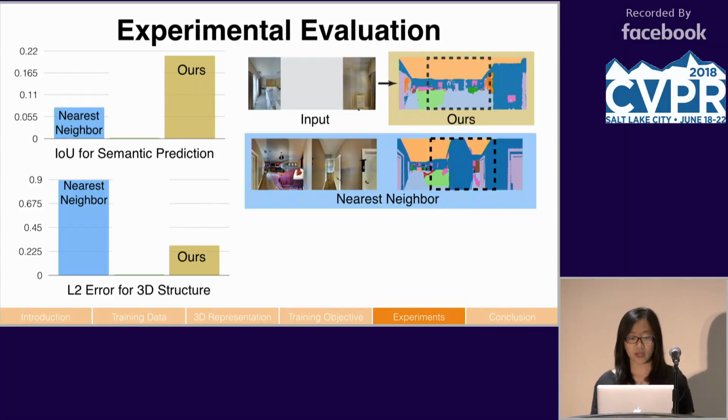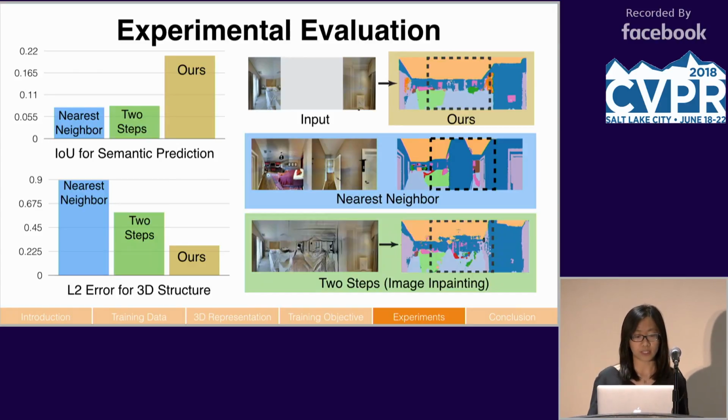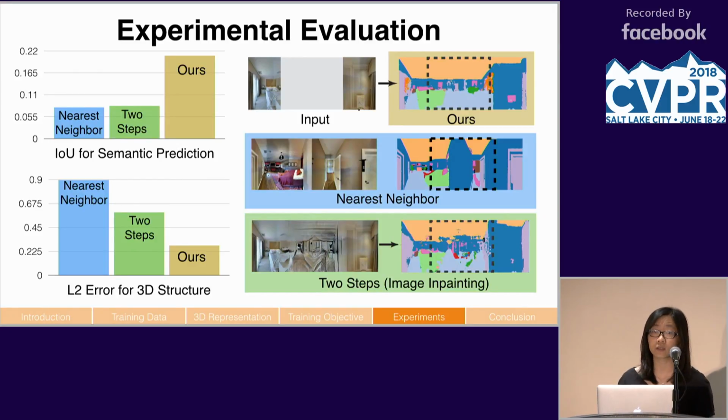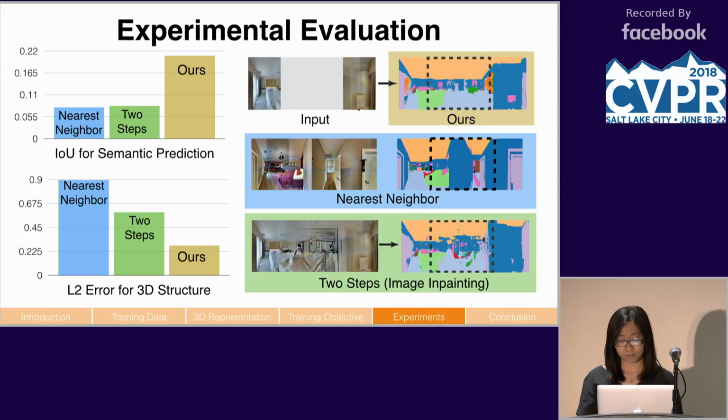For the baseline algorithms, we compare to the nearest neighbor approach, and also the approach that first tries to predict the color pixels for the unobserved environment by using an image in-painting algorithm, followed by semantic and 3D structure estimation based on the predicted color pixels. So from this plot, we can see that our model is able to achieve much higher accuracy in terms of both semantic and 3D structure prediction.